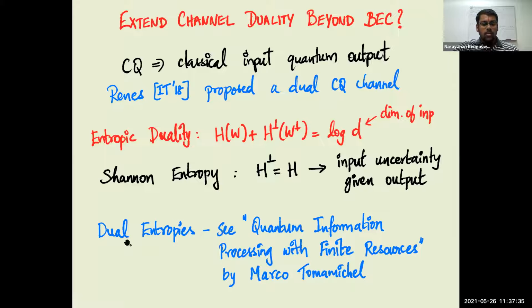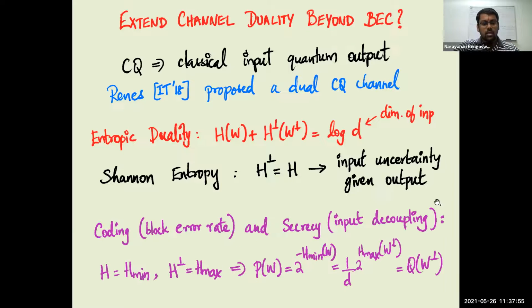So for more information on dual entropies, you can see this nice monograph by Mankaramamika. This is the very general version of duality he proves. And in this talk, we will arrive at this sort of result using just linear algebra for a particular pair of primal and dual channels. So what we'll look at is channel coding on the channel W and secrecy on the dual channel W perp.